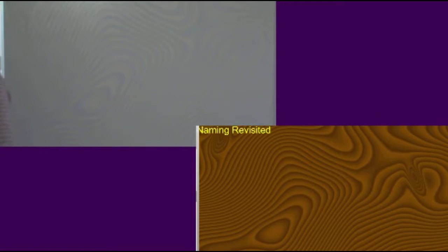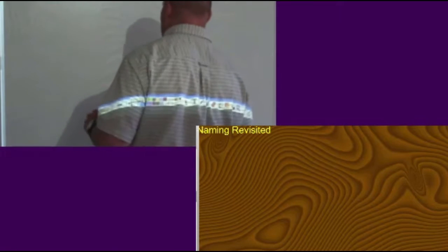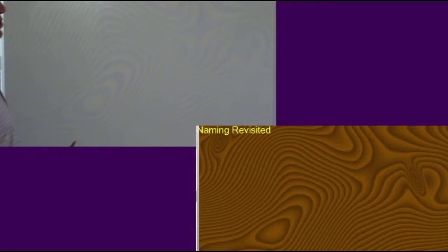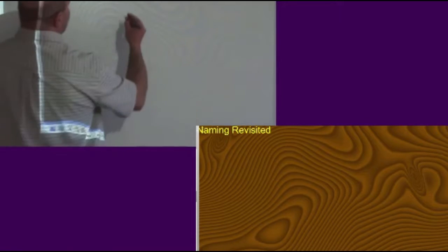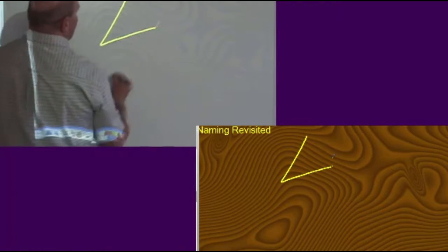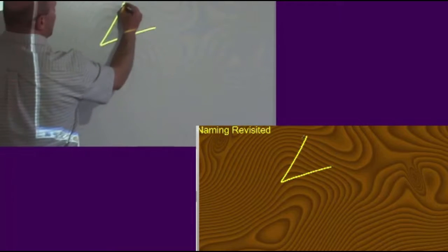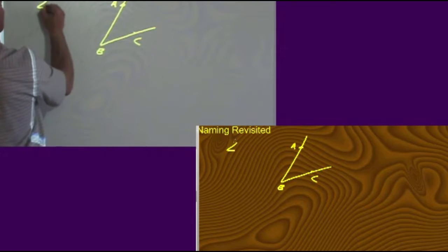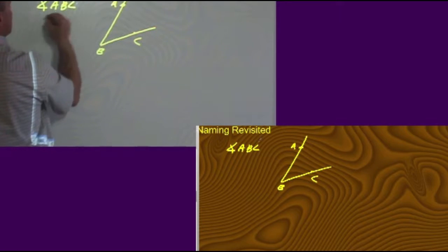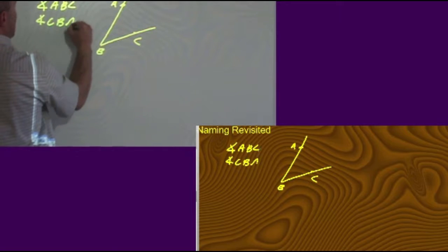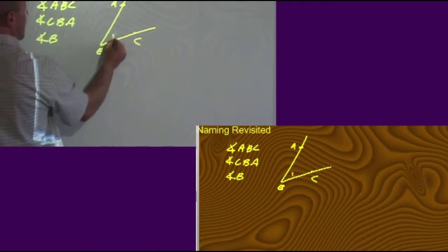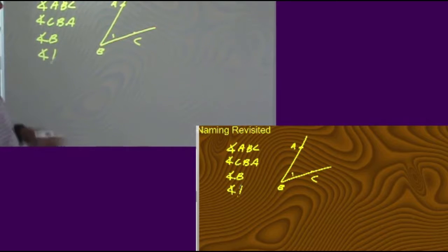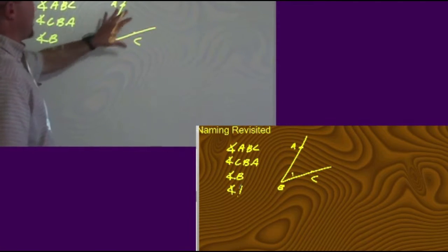All right, next thing I'm going to do is just want to revisit the naming that you should have seen in an earlier lesson. At the same time, I also want to do something that you didn't see in the same earlier lesson. The first one is angles can be named one of several ways. If this is A, B, C, it is legal to call this angle ABC, angle CBA, angle B, and angle 1. Those 4 names are all perfectly correct names for that particular angle.